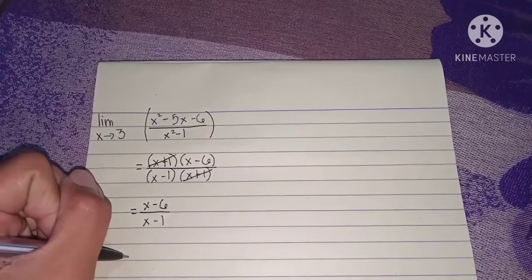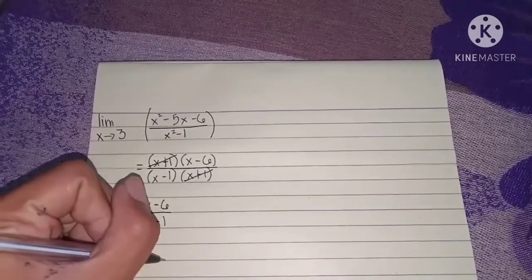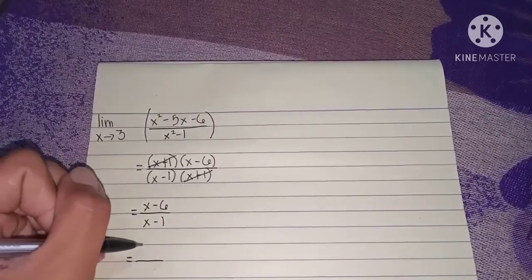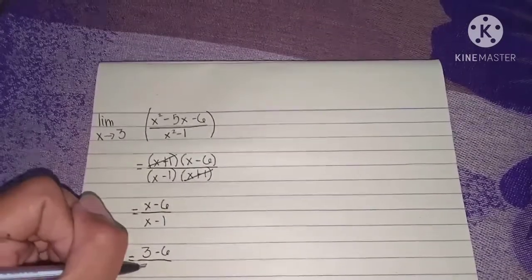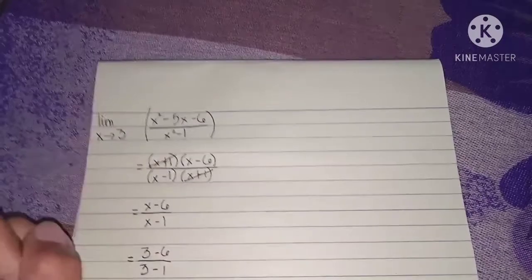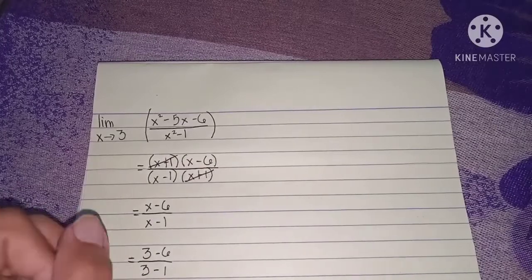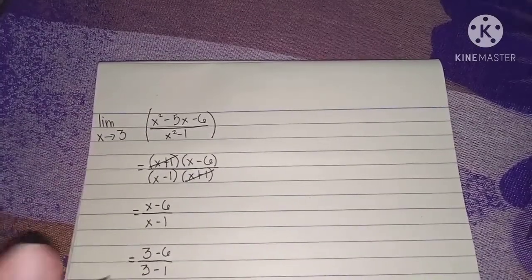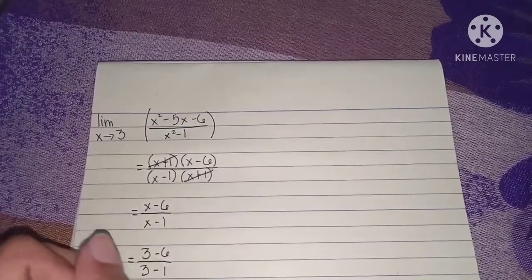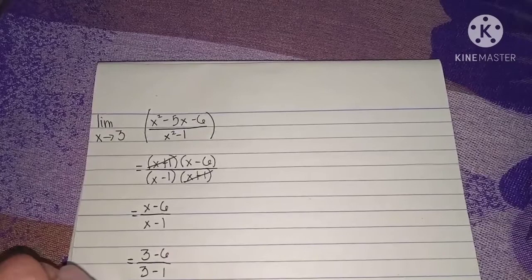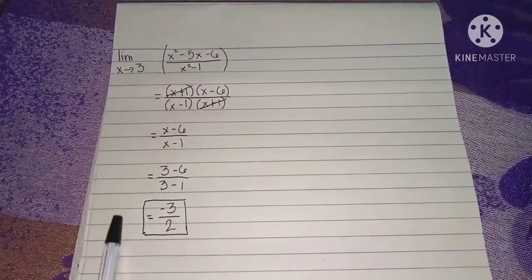Then we will substitute the x, which is 3. So 3 minus 6 over 3 minus 1. So 3 minus 6 is negative 3, and 3 minus 1 is 2. So here's our final answer.